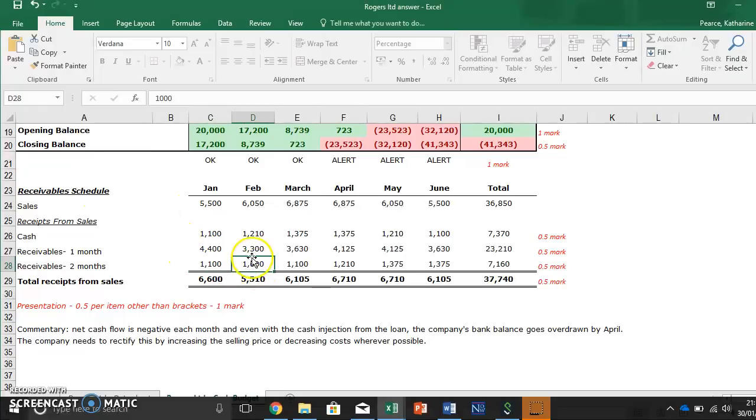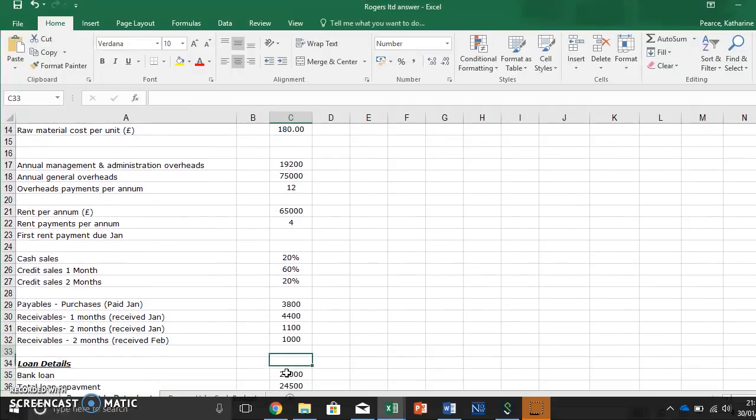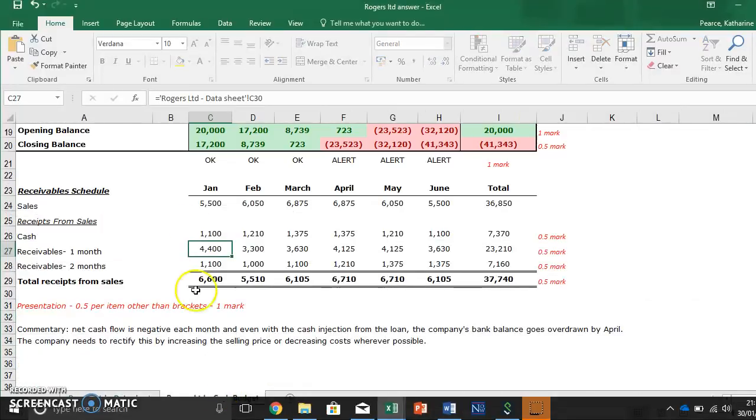And what's received in February after 2 months will be based on December's sales. So for those, we're looking at these receivable figures that we give you on your data sheet. These are given to you. You're just going to link to them for these cells here. So if you set up all of your formulae first, you'll find that you have a certain number of blank cells. Then you can go to your data sheet to fill those in.